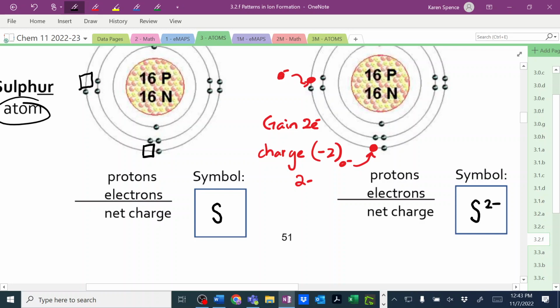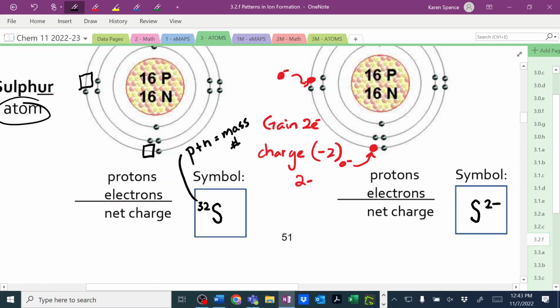What if we wanted to put those little numbers on the left? What little number would go at the top left? 32. How did we get 32? That's our protons plus neutrons. And what do we call protons plus neutrons? That's called the mass number. Not the atomic mass.